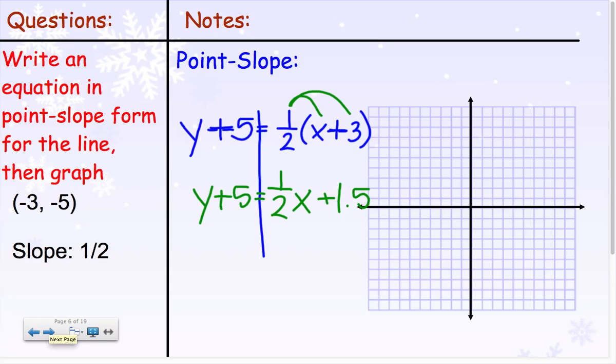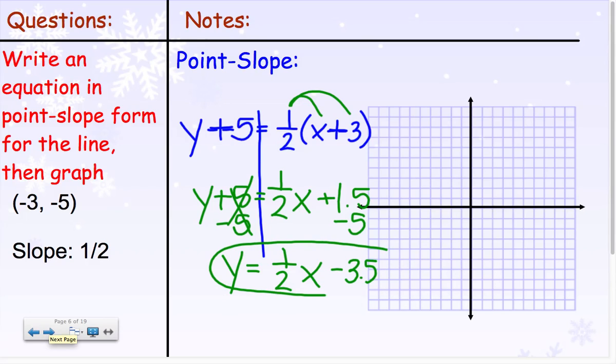Now to get y alone, I subtract 5 on both sides. Y equals 1/2 x minus 3.5. There is my slope-intercept form. Now I can graph. So go down -3.5 on my y-axis, rise 1, run 2, rise 1, run 2. So you should be in between dots.